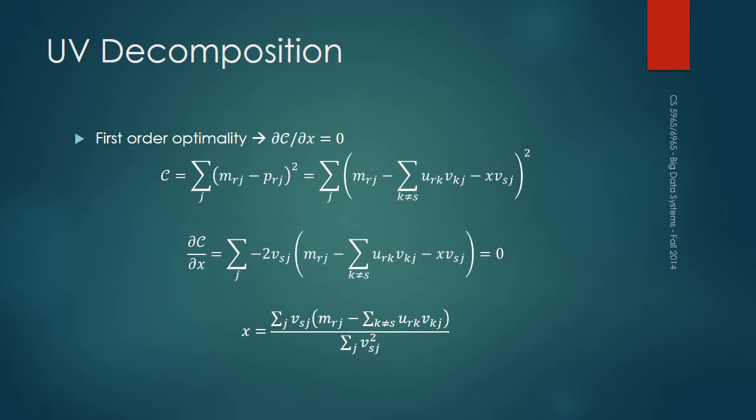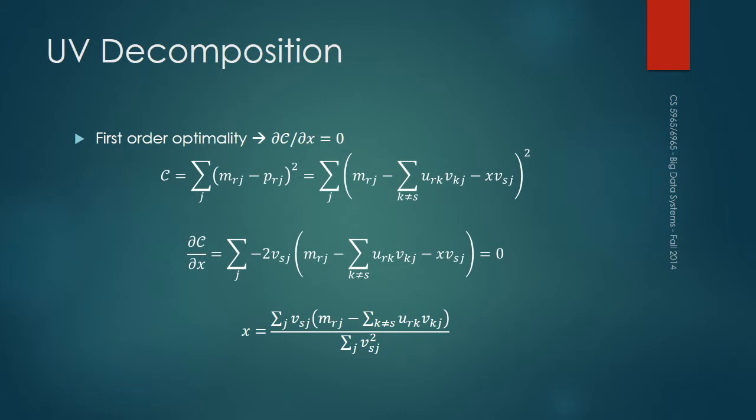This equal to 0, which means that I can now take this, rearrange items, and get the optimal value for x in terms of this expression. And we have all these values. We have the current estimates for v, u, and we have the values for m. Is this clear?